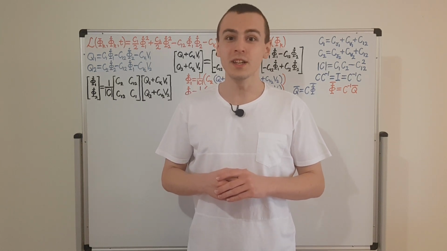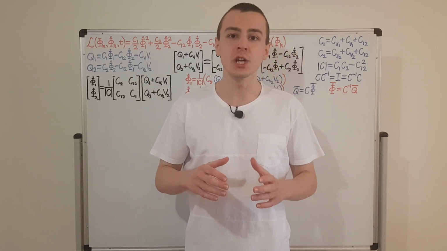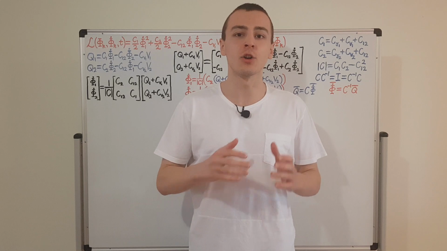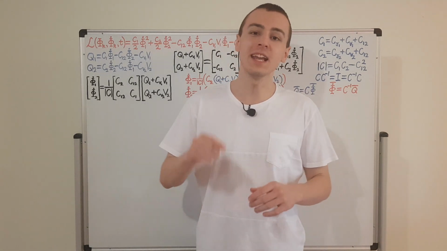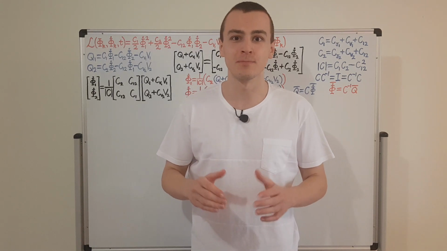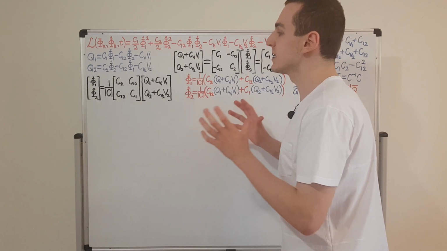In the previous video in the quantum mechanics playlist, I constructed a Lagrangian that describes two coupled and driven anharmonic oscillators. In this video, I'm going to continue analyzing that system. Let's do a quick recap of the stuff that we found in the previous video.